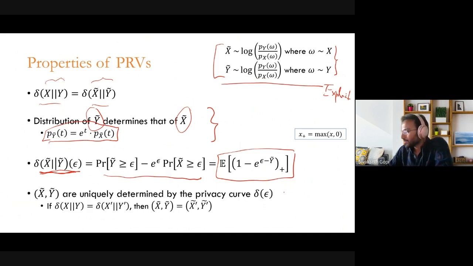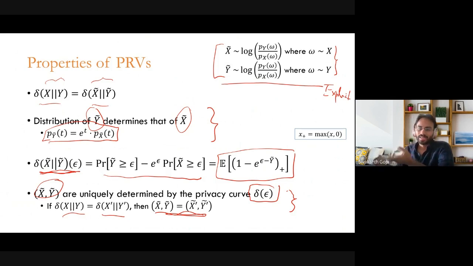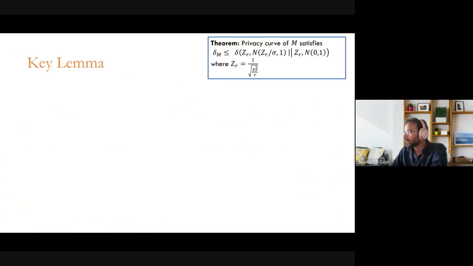Okay, one last property which is kind of interesting is that these random variables are just uniquely determined by the privacy curve itself, not by x and y. So if two random variables have the same privacy curves, then the privacy random variables just agree, they're equal. So you can think of it as a standard, equivalent way to represent the privacy curve. Instead of giving this curve delta of epsilon, I can just give you these two standard random variables and say that they're equivalent.